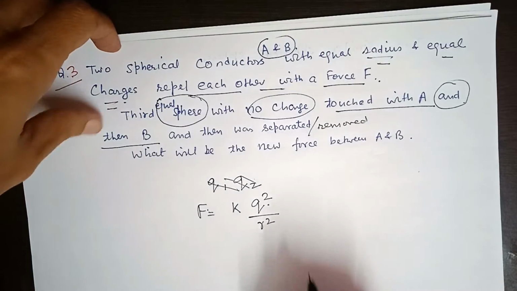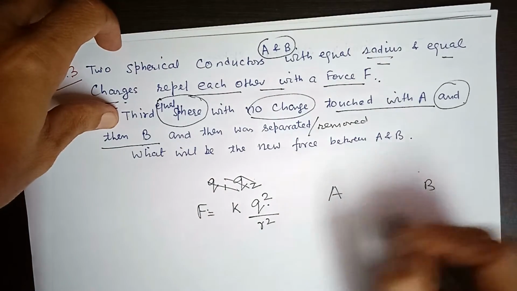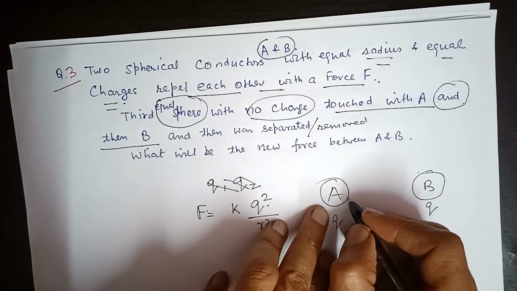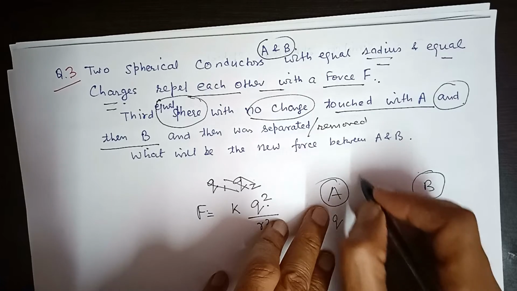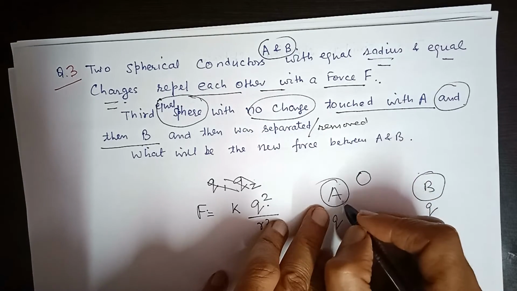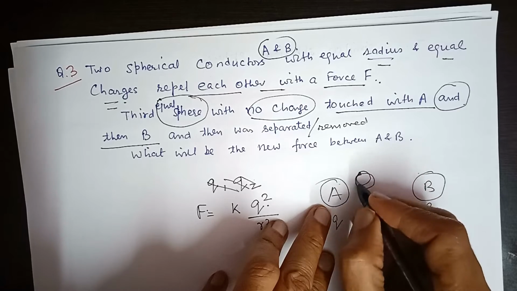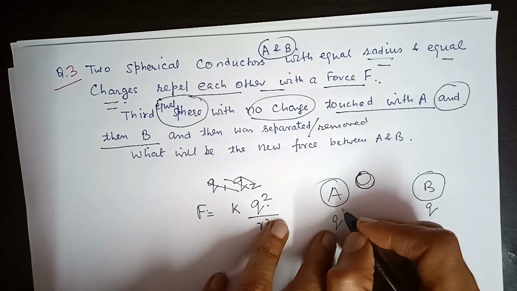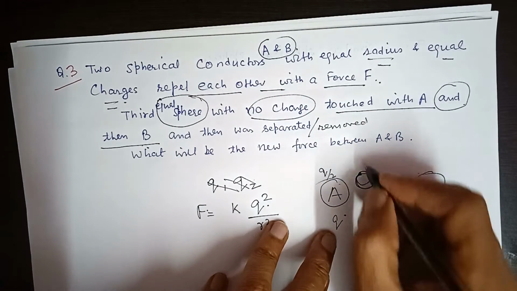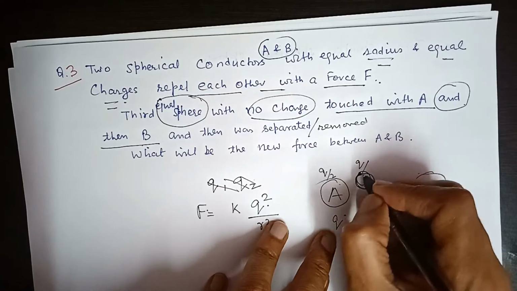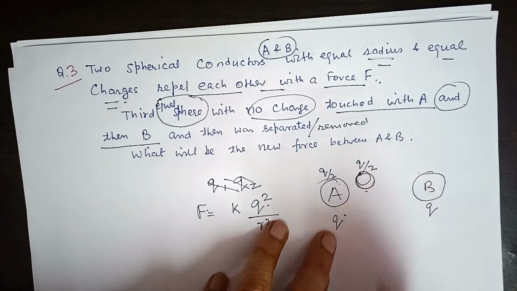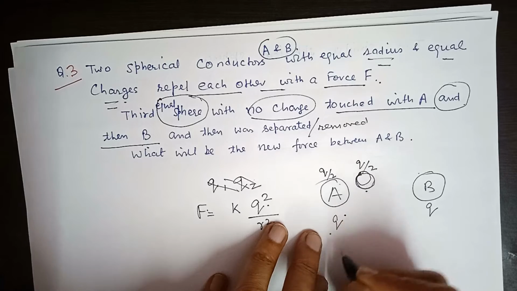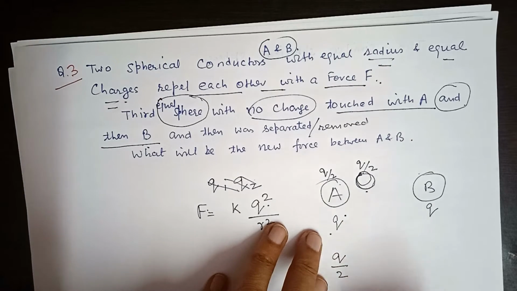So the third sphere, when it is touched with A, what happens? Both the spheres share the charge Q equally, and here A has Q by 2 charge remaining and Q by 2 charge, half of the charge, comes to the touching sphere, the third sphere. Okay, now the new charge on A will be Q by 2.